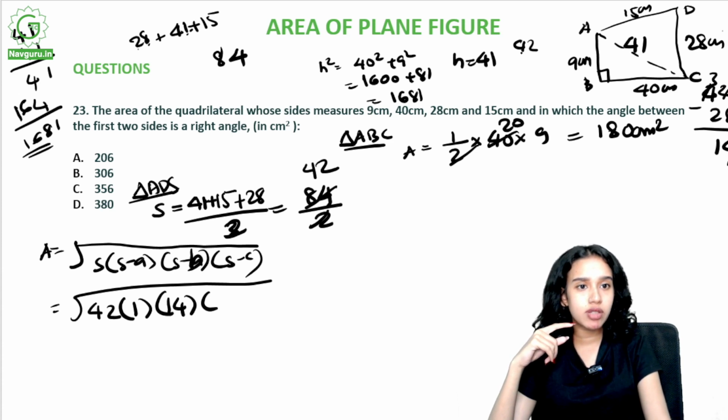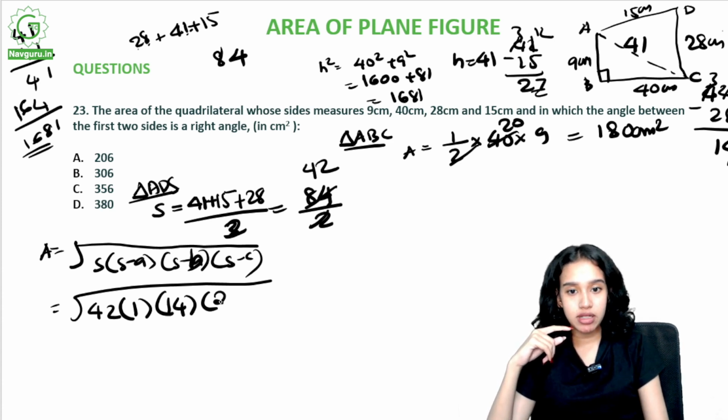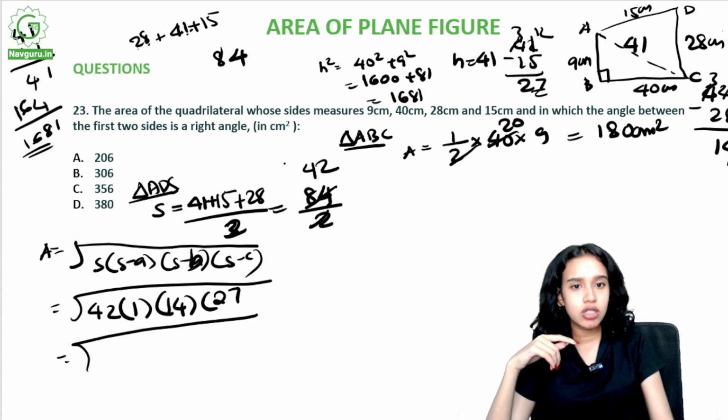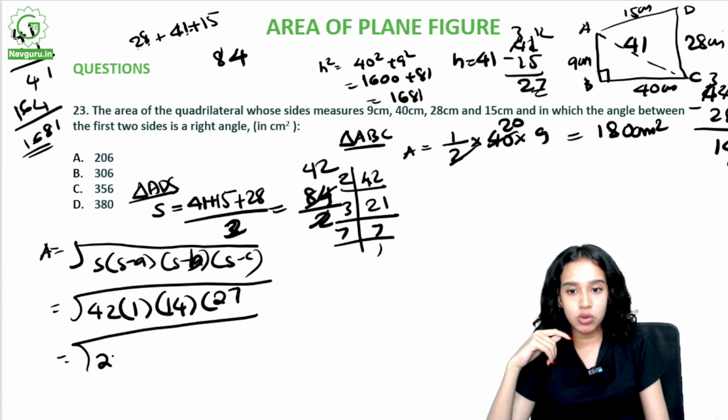So 42 minus 15 is 12, and 3 minus 1 is 2, 5 plus 7 is 12. Now 27. Now let's split this into factors. 42 can be factorized as 2 times 21, right? Now 21 is 3 times 7 and 7 is 7 times 1. So 42 is 2 into 3 into 7, right?